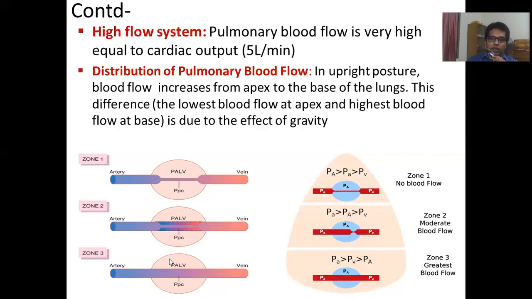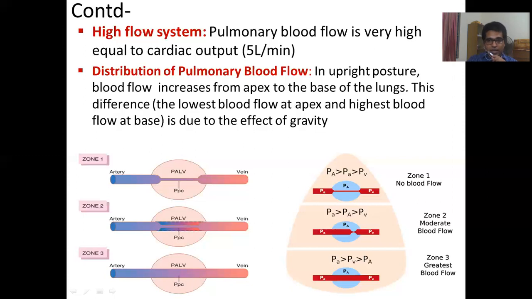And now zone 3, it is the lowermost portion or the basal portion. At this region, the effect of gravity is minimum, or it remains almost at the level of the heart. So all the time, during systole or diastole, this capillary pressure remains higher than the alveolar air pressure. So during the whole period of the cardiac cycle, this capillary will remain open and that will allow continuous blood flow. Okay, so this is called zone 3, or zone of continuous blood flow.